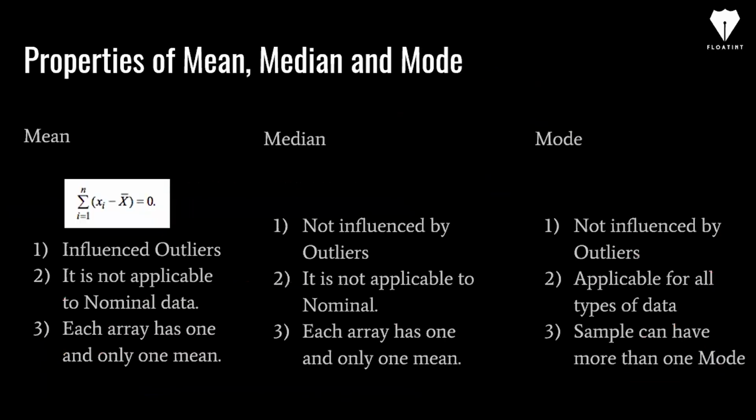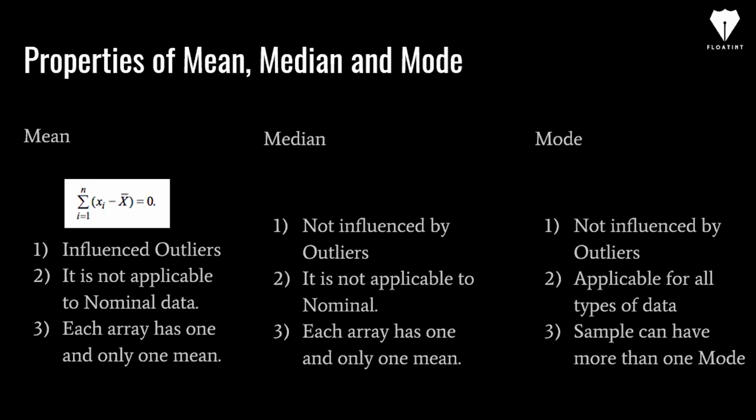So these are some properties of mean, median, and mode. As I already explained, mean is influenced by outliers, median is not influenced, mode is also not influenced. Mean is not applicable to nominal data. If you have some nominal data, that is names, let's say, you cannot calculate the mean of it. Similarly, you cannot calculate the median of that data, but you can surely calculate the mode for that data, that is, which name is repeated the most number of times, right?